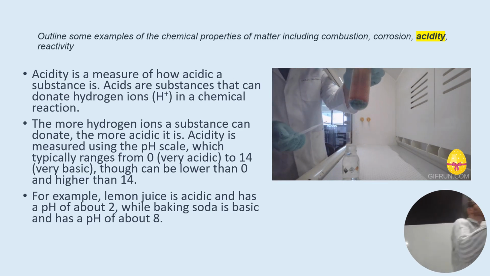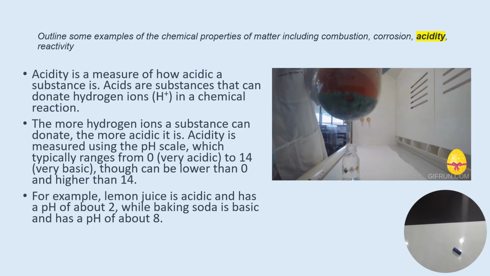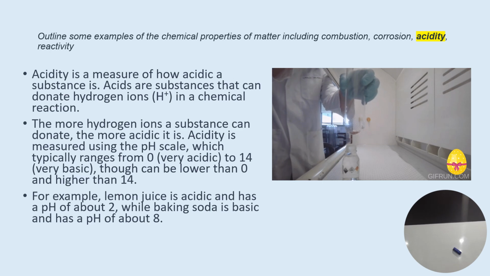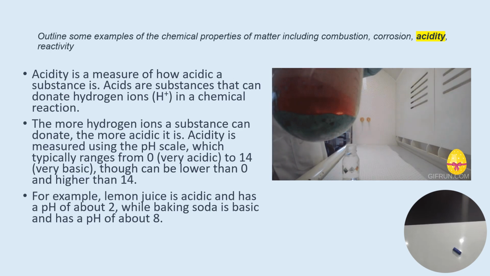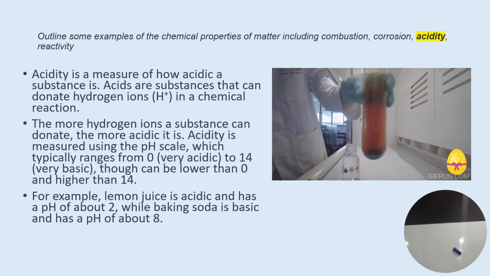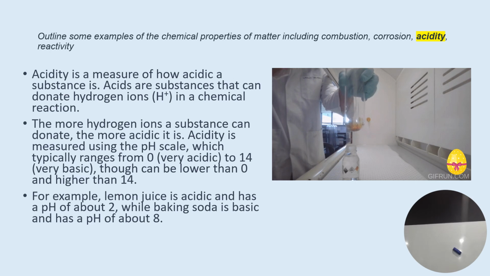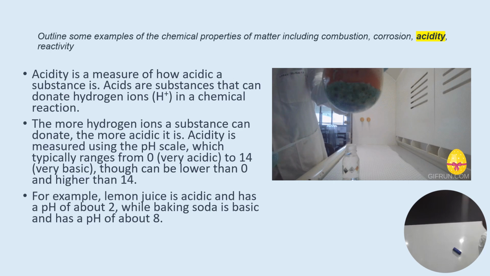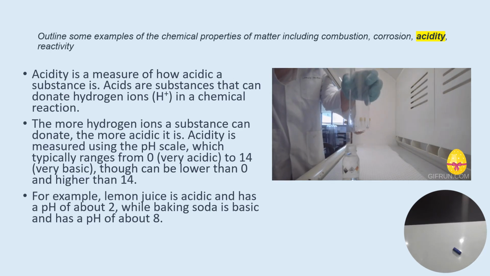We're not going to look too much at pH, but you might have heard of pH before. The lower the pH, the more acidic it is. It's the opposite of what you might think. So lemon juice has a pH of 2, so lemon juice is quite acidic. Baking soda is basic, it's alkaline. It's got a pH more than 7, 8.